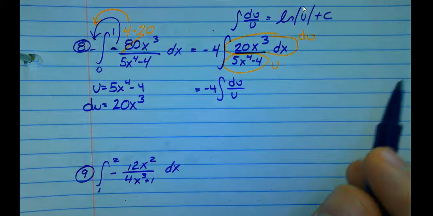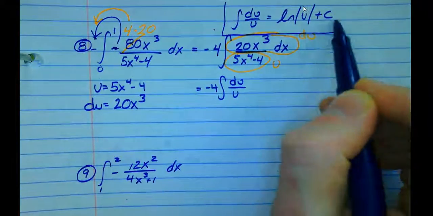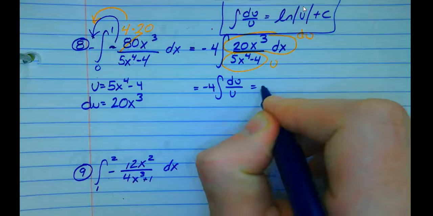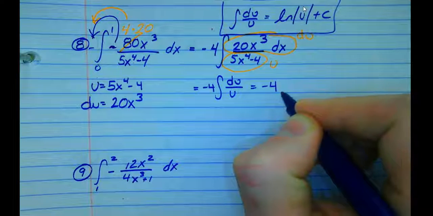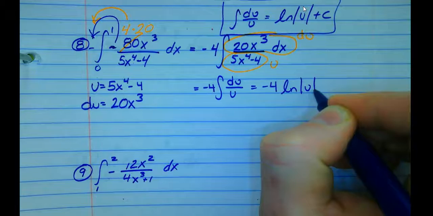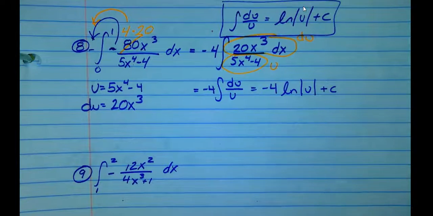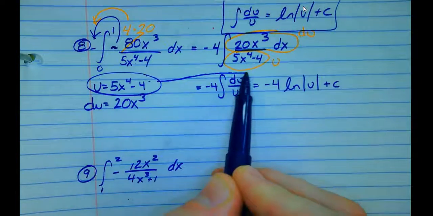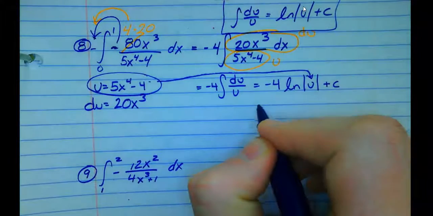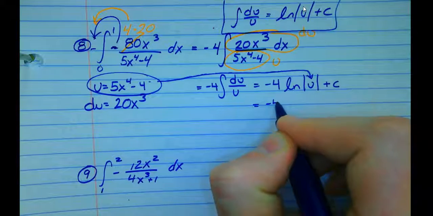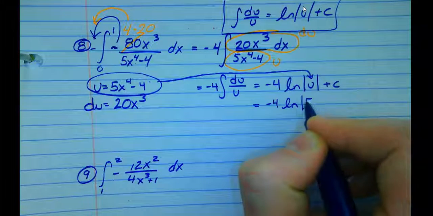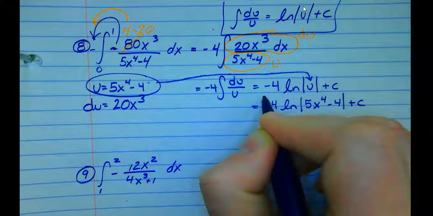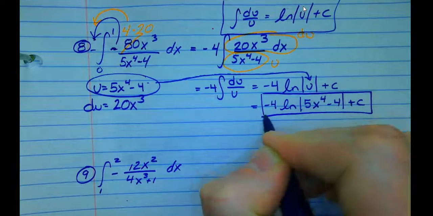And now that it's in that form, this formula tells me what the answer is. The answer is the natural log of u plus c. So it equals negative 4 times the natural log of u plus c. The only thing I have to do is plug this u back in because u is made up, right? So I want to plug the real thing back in. Negative 4 natural log of 5x to the fourth minus 4 plus c. And there's your answer. Okay.